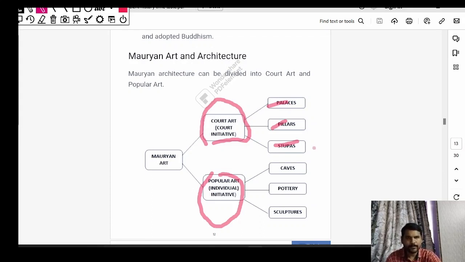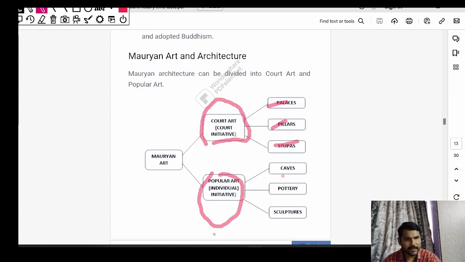So stupas. In Buddhism we see stupas are very famous. A stupa is basically a burial mound, and chaityas and viharas are the resting and prayer halls, etc. Stupas are erected when one prominent Buddhist guru dies, or on top of Buddha's relics. So the Sanchi Stupa, Barhut Stupa, etc. are some of the prominent stupas which we'll see later. All this comes under court art or official art. Then comes the popular art or individual art.